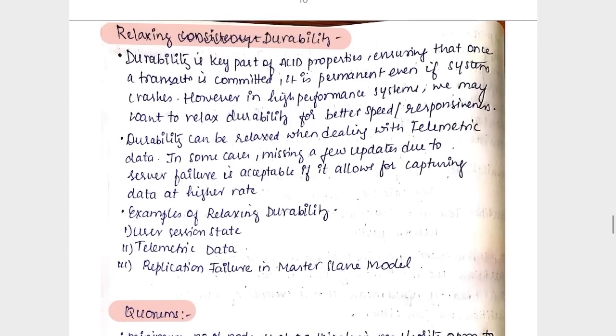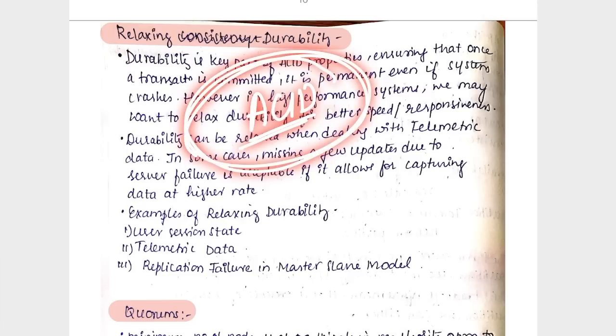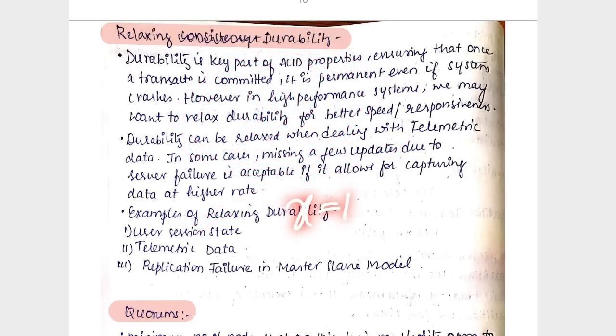Moving on further, we have relaxing durability. Durability is a key aspect of ACID properties. Durability ensures that once a transaction is committed, it is permanent. So once I have written x equal to 100, it is permanent, right? Even if the system crashes, x will be 100 only.